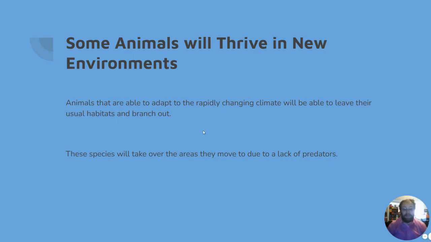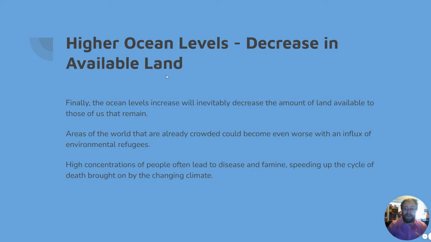Think about the things that live in really warm temperatures. They're going to be able to move into areas they're not normally in. We're talking about snakes and spiders and scorpions and stuff like that. They are going to be able to thrive in these warmer temperatures, and they're going to be able to move further and further north.